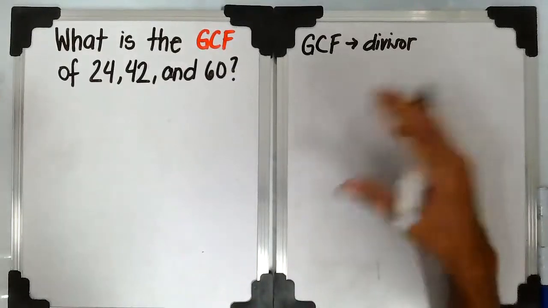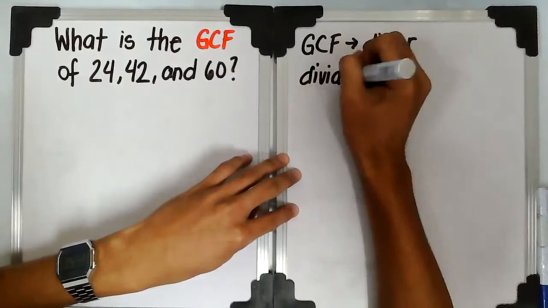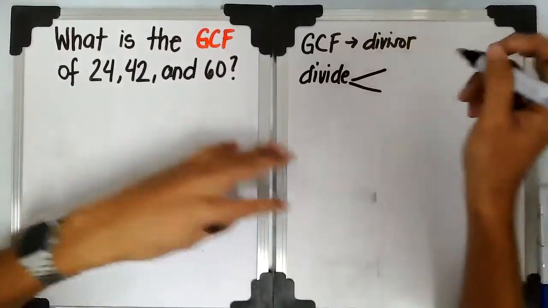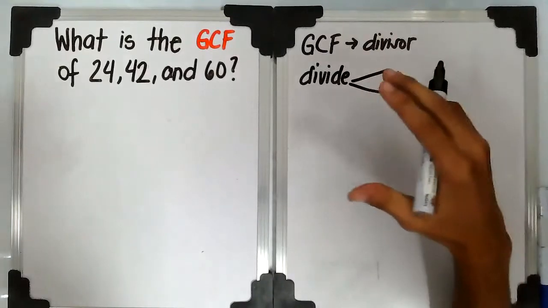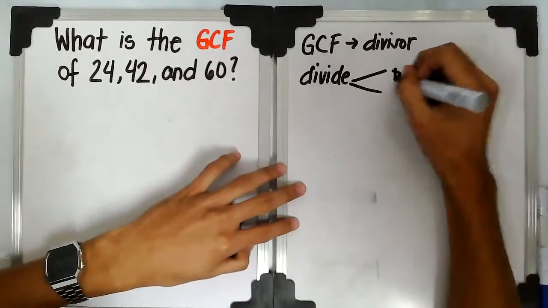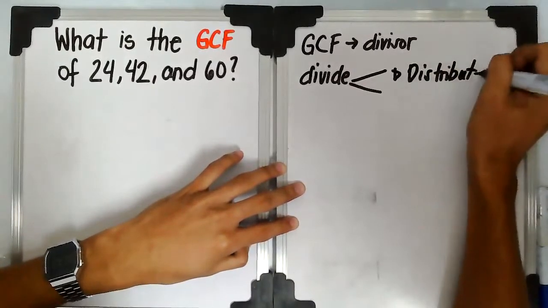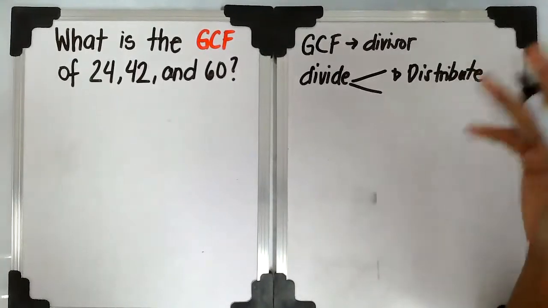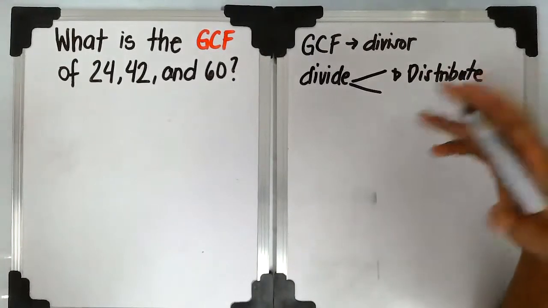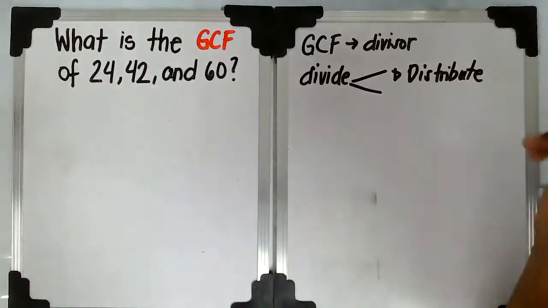When we say divide, we are splitting something into many parts. So the purpose is to distribute. Or in other words, it is the result of fair sharing. And for you to have fair sharing, you must have a remainder of 0 when you divide. So let's have an example.